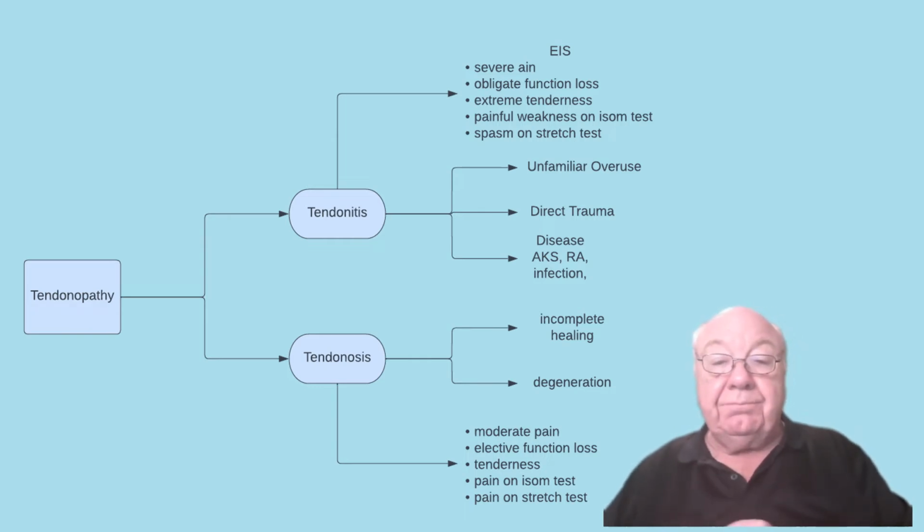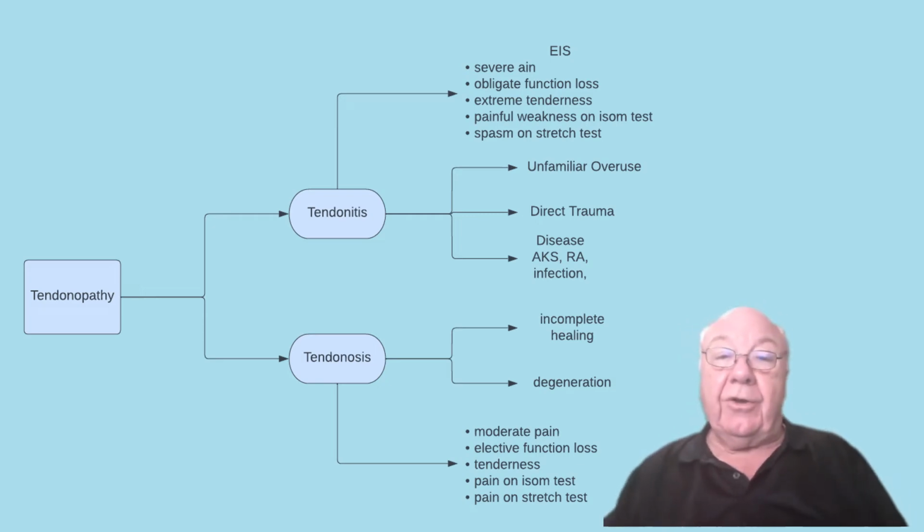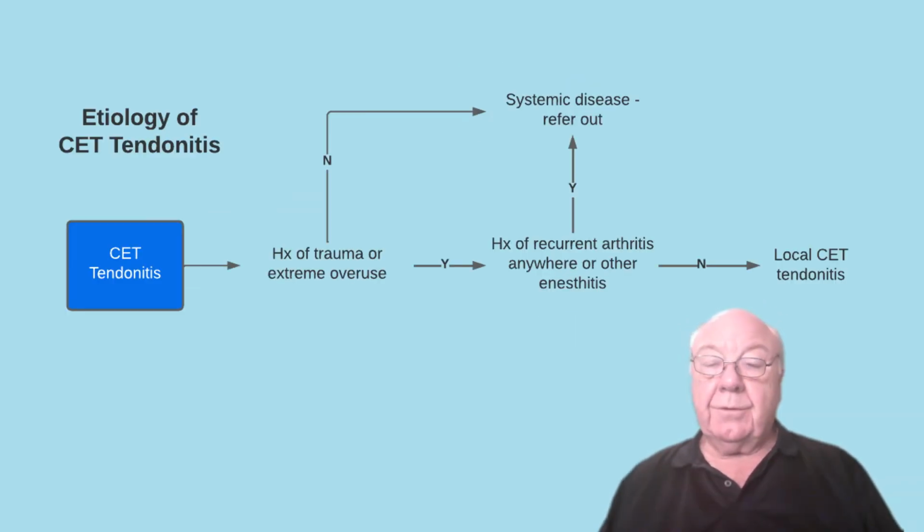So those are the general etiologies of tendinopathies. So, etiology of a tendinitis in a little different format. We've got the diagnosis, common extensor tendon tendinitis. So do we have a history of trauma or extreme overuse? No.